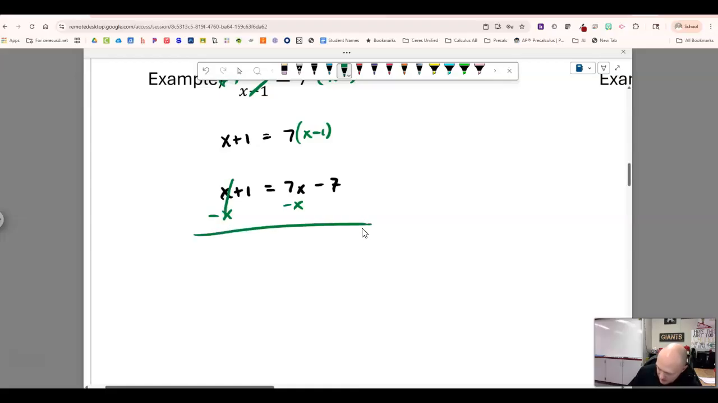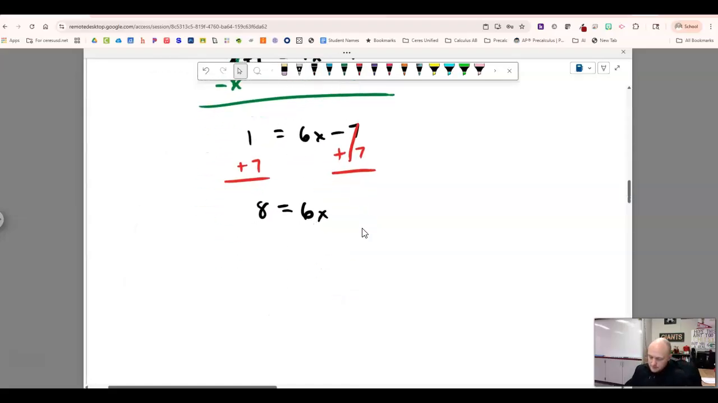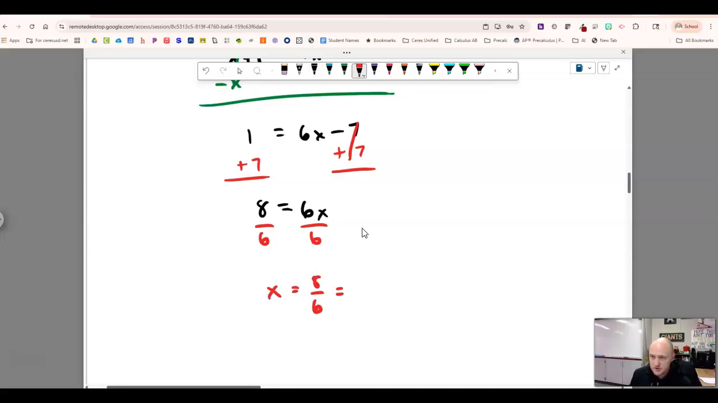Let's keep all of the x's positive. So these cancel. We get 1 is equal to 6x minus 7, and then we'll move this 7 over here. So add 7, and we get 8 is equal to 6x. Okay, we'll divide both sides by 6, and we get x is equal to 8 over 6, which we can reduce by 2. This is 4/3. Okay, so this is a variable equals an answer, one solution. This is neither of the infinite cases or the no solution cases.